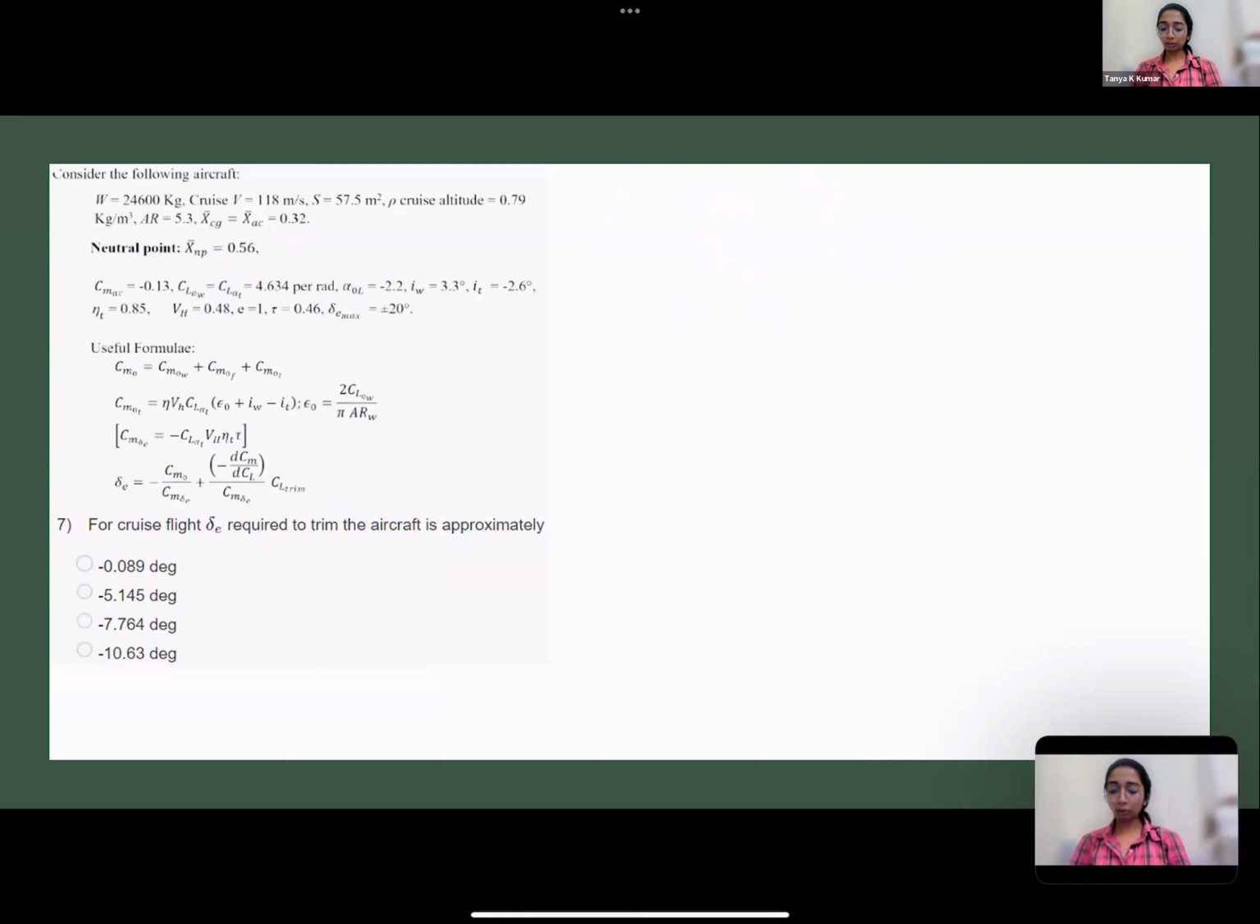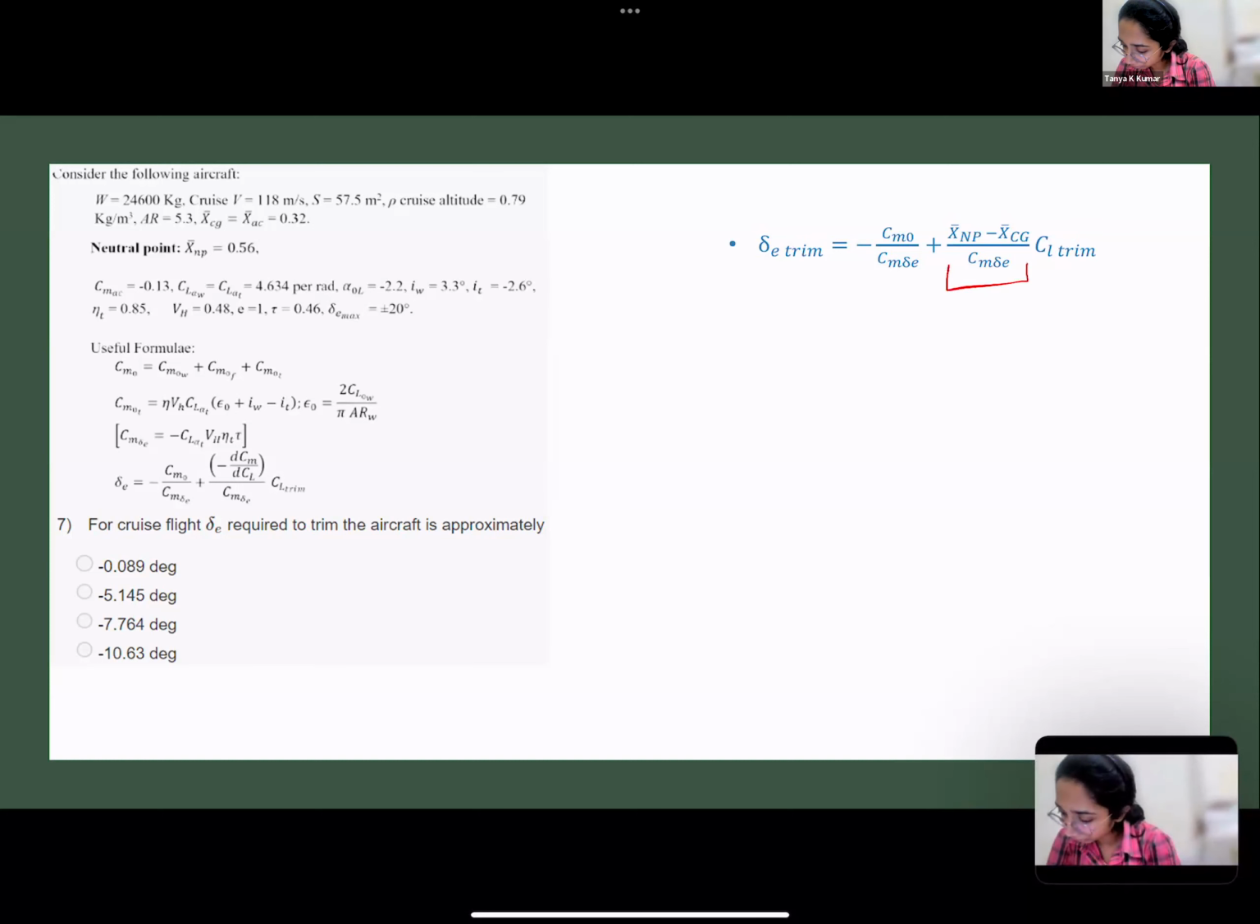Next, for a cruise flight, the delta E required to trim the aircraft is approximately what? What was the formula for delta E required, or delta E trim? We had that formula, right? It's just a direct substitution of values into the formula. This is the formula. Now, can you tell me what the slope of this graph will be, positive or negative? Slope is nothing but this value.